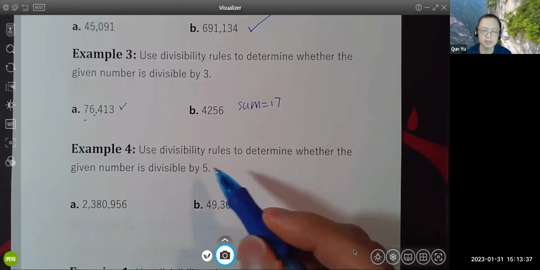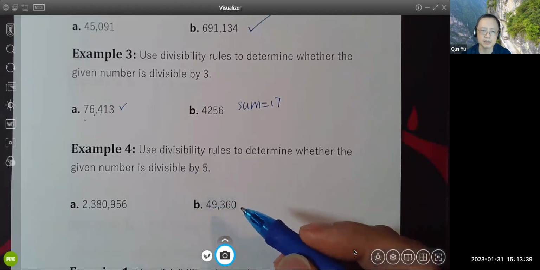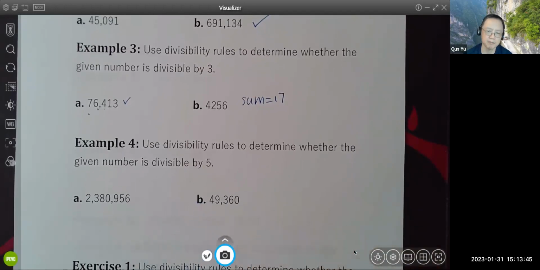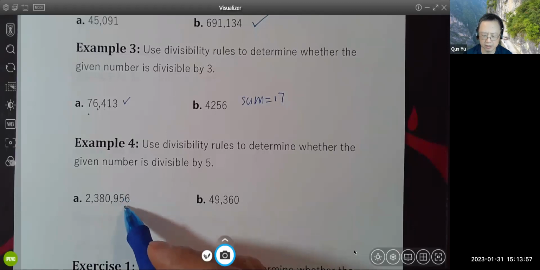Use divisibility rules to determine whether the given number is divisible by 5. We know all of the multiples of 5 can be divided by 5, and all of those multiples of 5 have the last digit either 0 or 5. So that's easy to make a decision. This one's last digit is not 0, and it is not 5 either. So this one is not the answer.